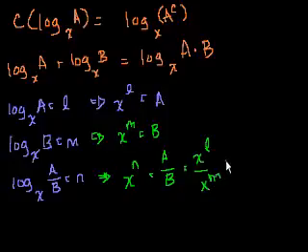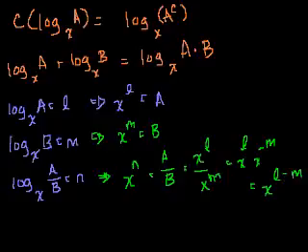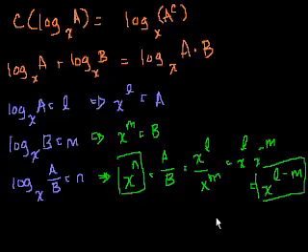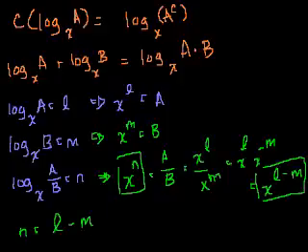And this we know from our exponent rules. This could also be written as x to the L times x to the negative m, or that also equals x to the L minus m. So what do we know? We know that x to the n is equal to x to the L minus m. Those equal each other. I just made a big equal chain here. So we know that n is equal to L minus m.